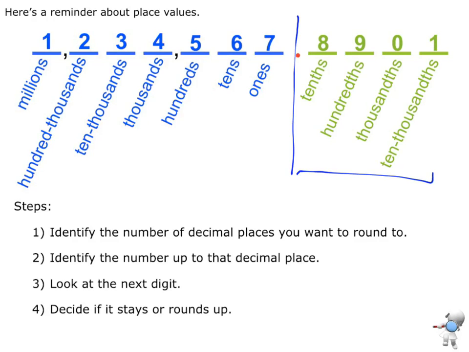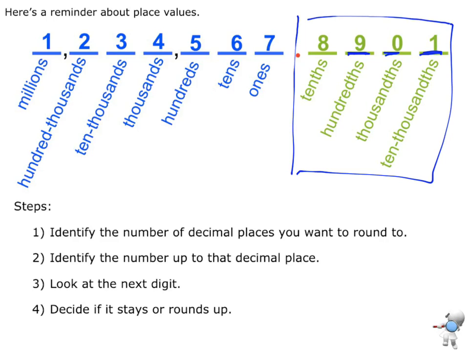Then when we look at our decimal values, the first decimal is in our tenths place, the second decimal is in our hundredths, the third in our thousandths, and so on. Okay, so that's what we're talking about in terms of decimals.